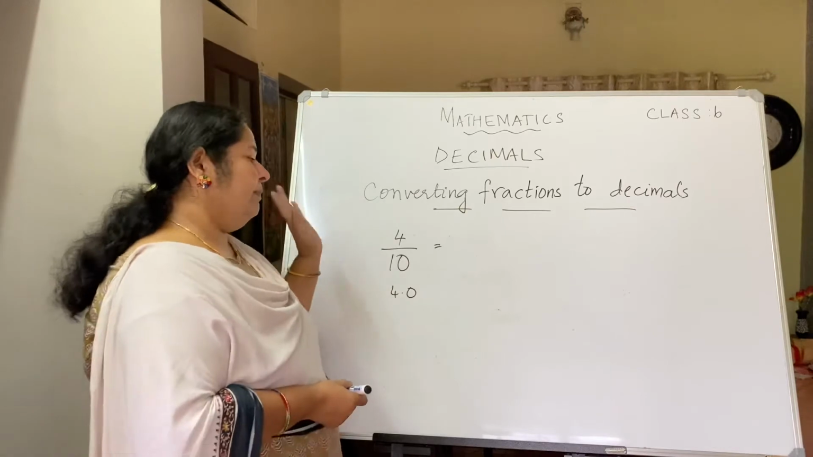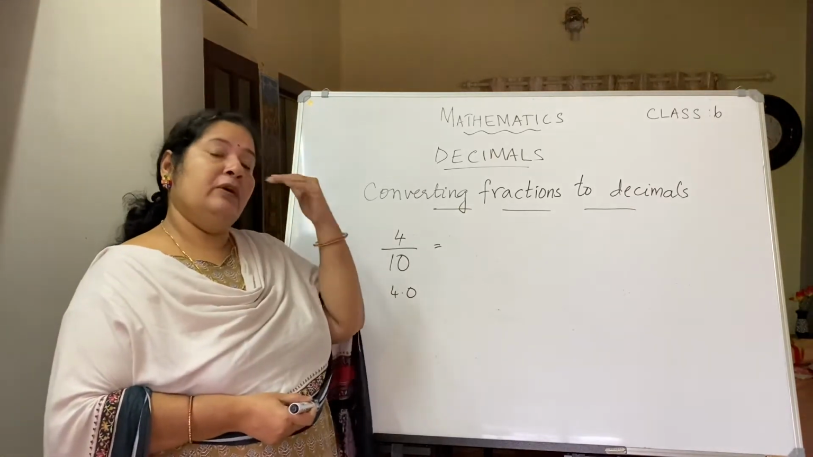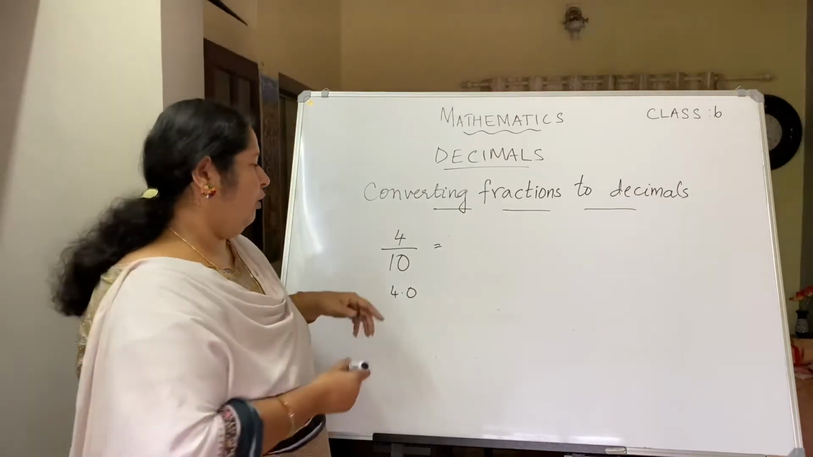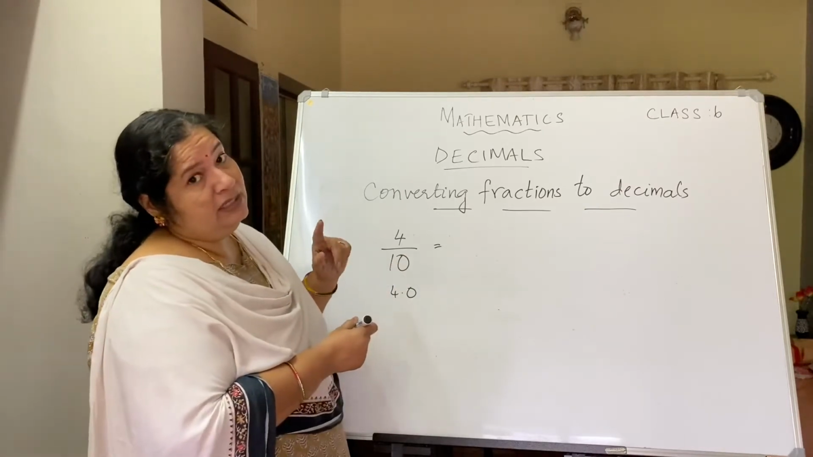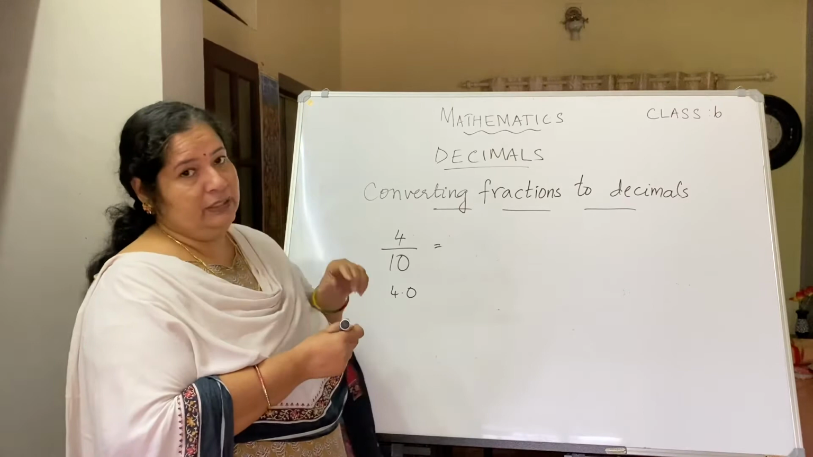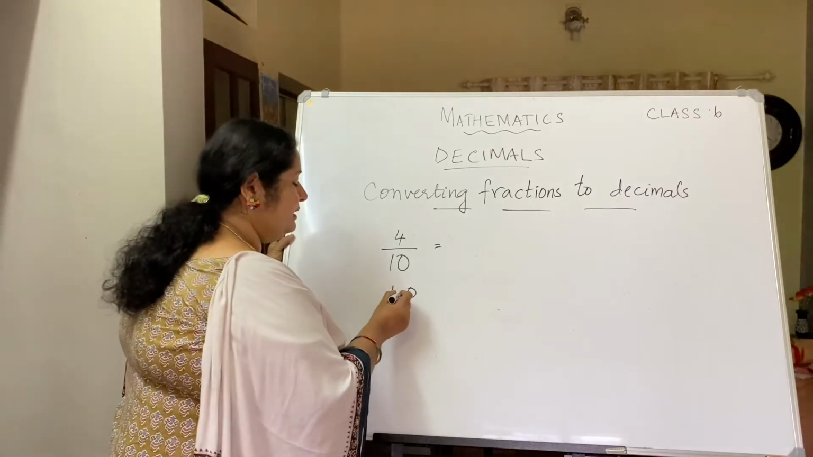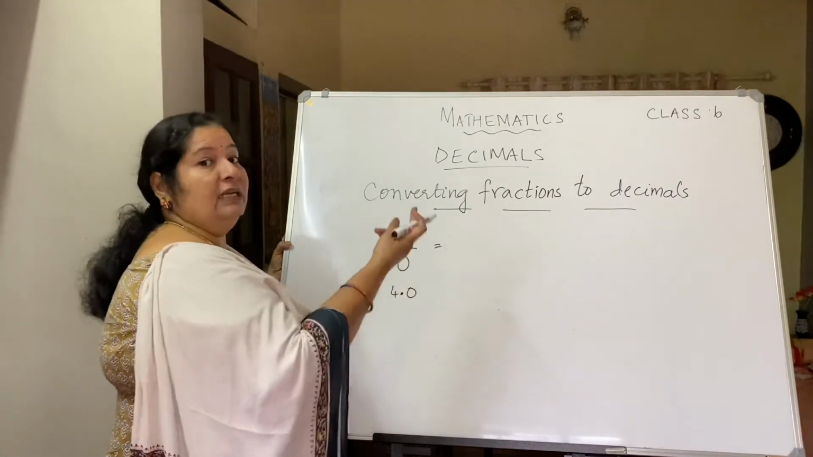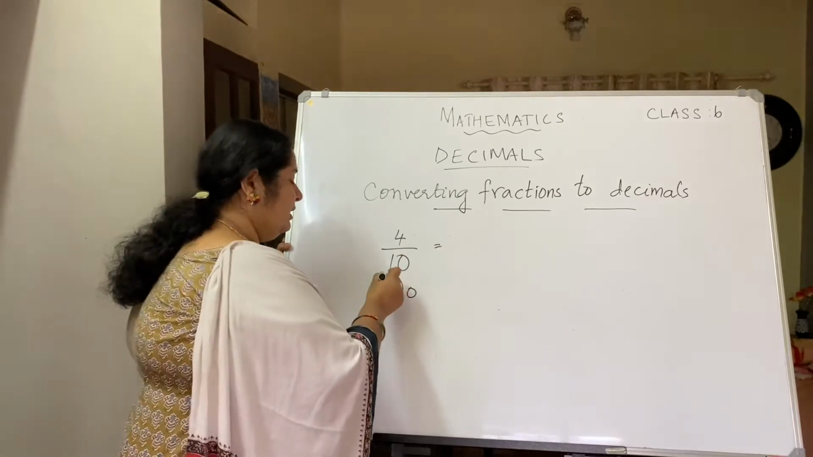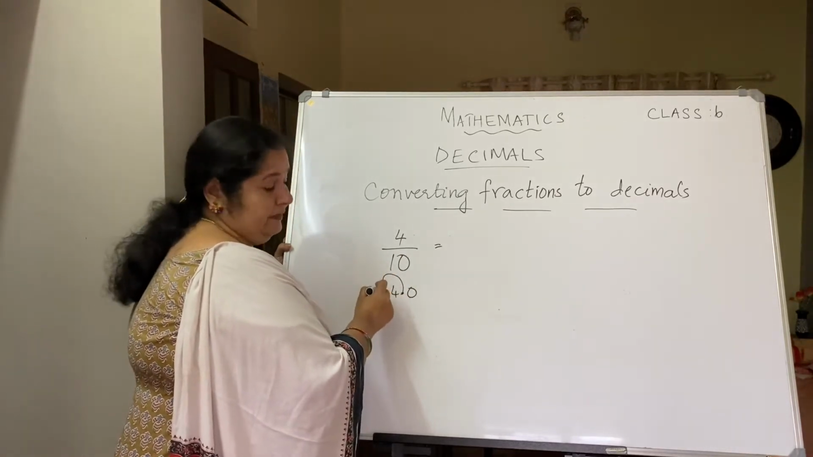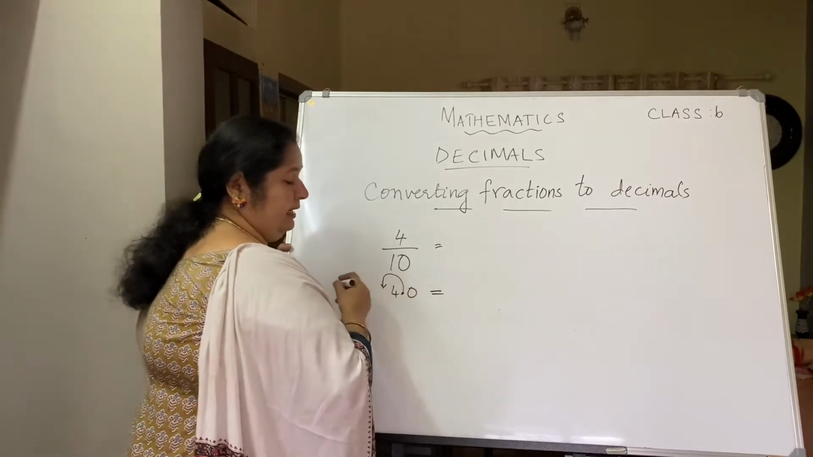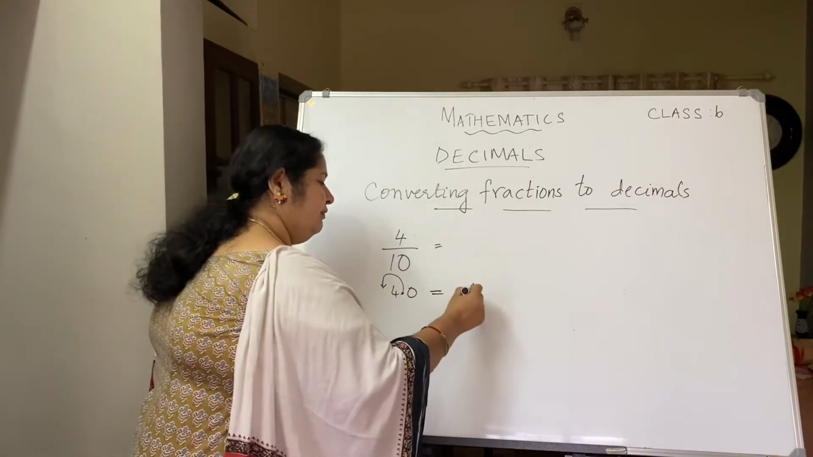So here 4 means you have that in your mind, it is 4.0. Now 4.0, what is the denominator here? 10. How many zeros are there in 10? Only 1 zero. So you have to shift this decimal point one place towards the left. So now the decimal point comes here. So this will be written as 0.4.